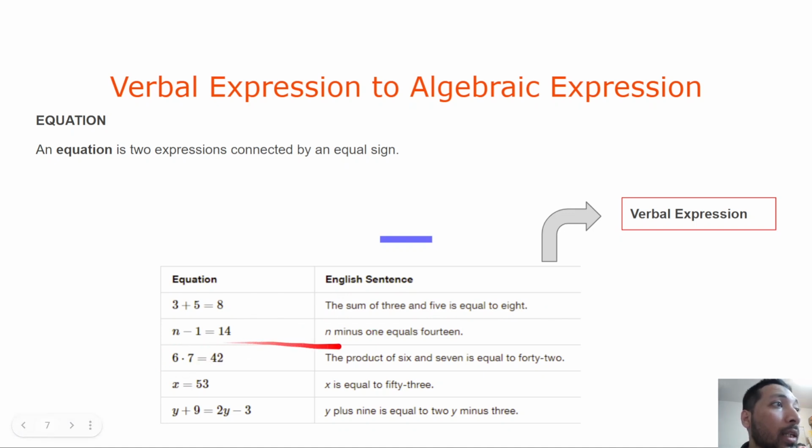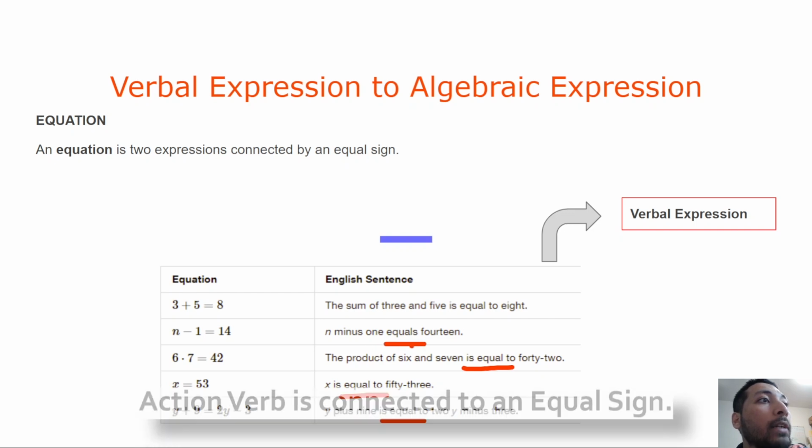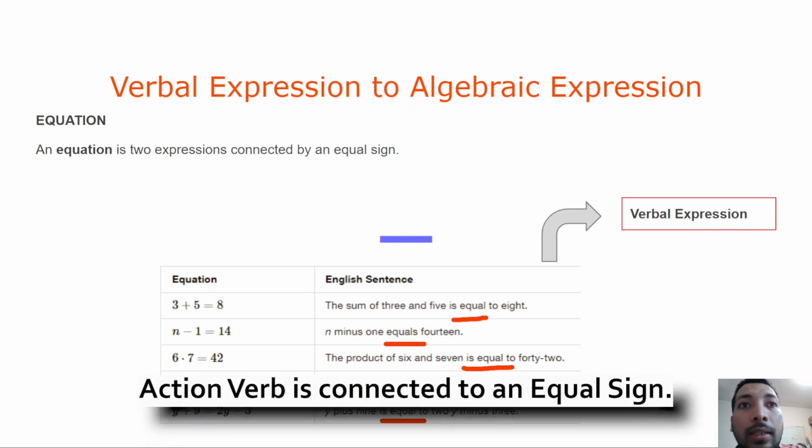N minus 1 equals 14. The product of 6 and 7 is equal to 42. X is equal to 53. Y plus 9 is equal to 2y minus 3. So here is a quick trick. When you solve any word problems or come across any verbal expression, the action verb will give us an indication of the equal sign. So keep that in mind going forward.